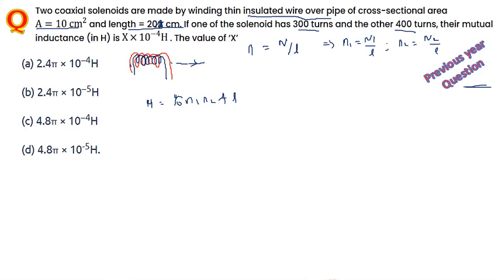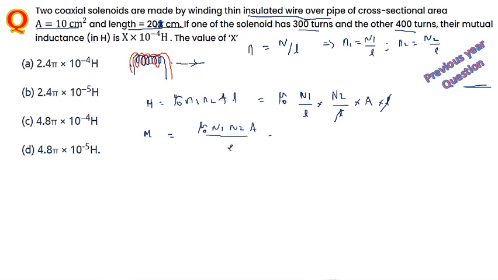Now from this you can substitute all the values here. Mu naught into n1, which is capital N1 divided by L, and capital N2 divided by L, and the area you can write as A into L. Now you just cancel this. From this, the final formula we got here is mu naught N1 N2 A divided by L.